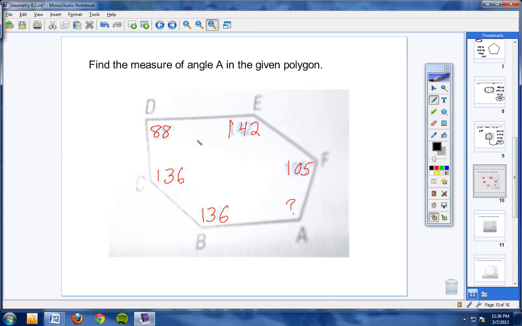Okay, so we know all these angles should add up to 720. So go ahead and find what this missing angle would be. That's not too bad. 88, 136, 142, 136, 105. Here we go. 14, 22, 27, carry 2, 30, 17, 20, carry your 2, 607 degrees.